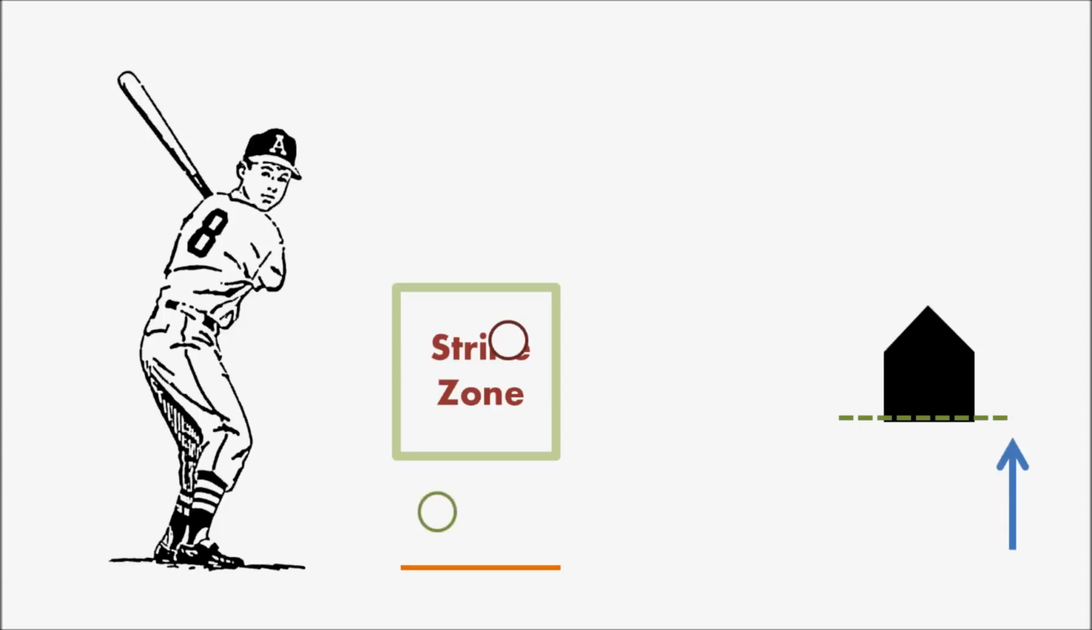And you might wonder, well, what if the pitch is right on the line? This would also be a strike. If any part of the ball, no matter how small it is, passes through the strike zone, it is a strike. Now with the ball moving so fast, it might be difficult to tell where the ball was.